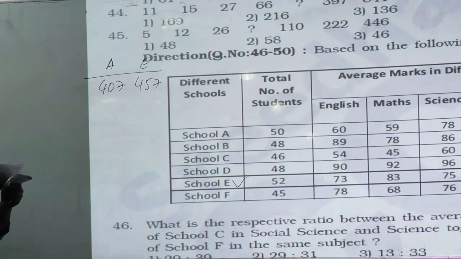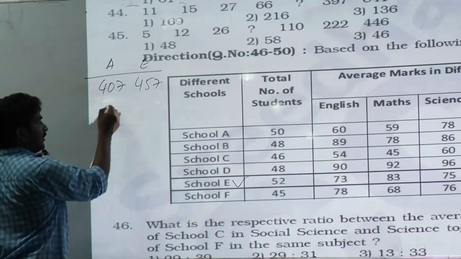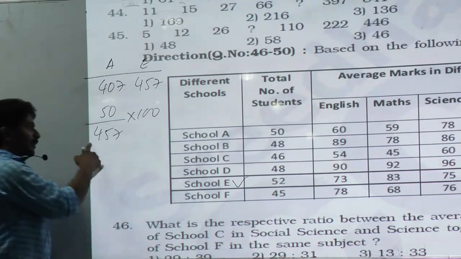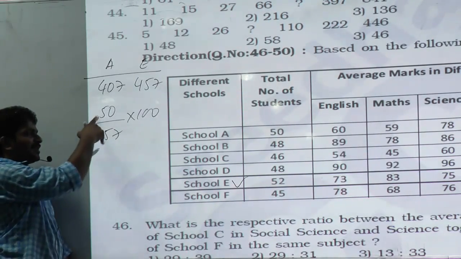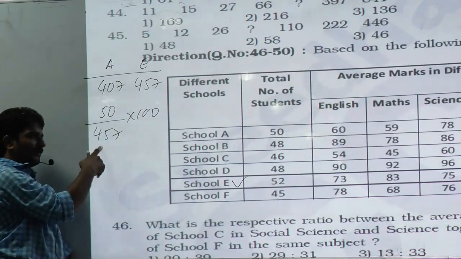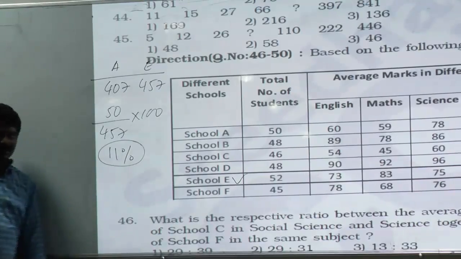What percent less? 407 is how much less than this? 50, from 457. Percentage, right? So into 100. What is 10%? 45.7. Still the difference is near about 5 or 4, which is 1%. 10% plus 1%, 11%. 11% of denominator.